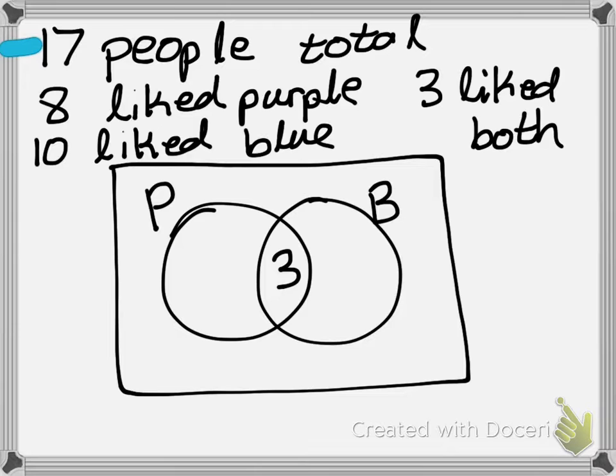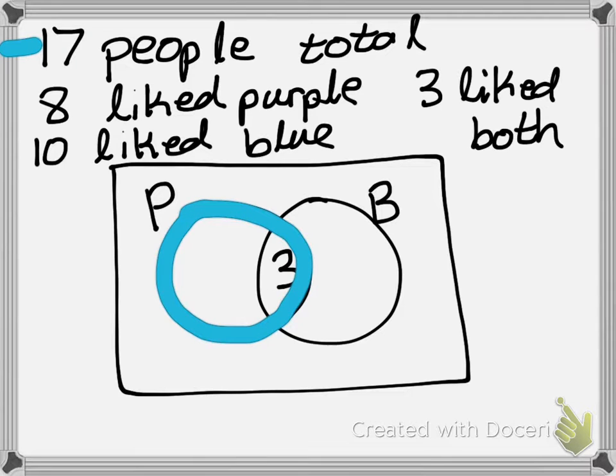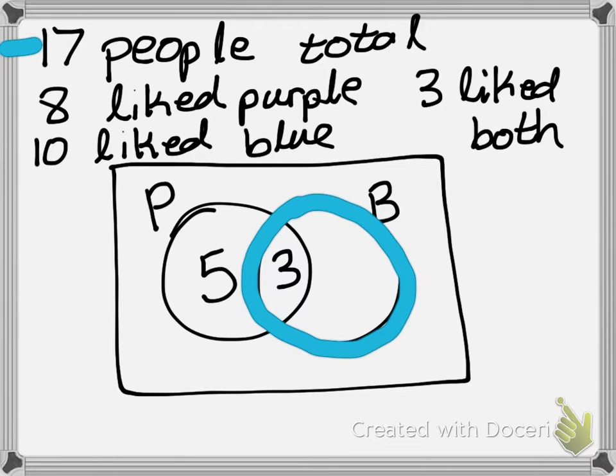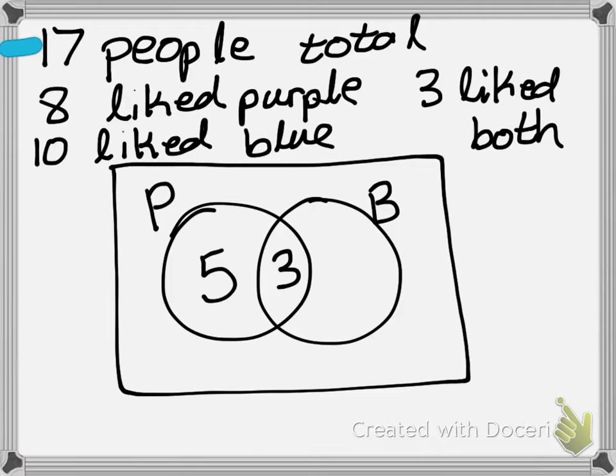Now, if 8 people liked purple, that means in this circle, that needs to add up to be 8. And since I already know that middle part's 3, we can figure out what the other number should be, which should be 5. The other part, 10 people liked blue, so 10 needs to be added up in that circle, which means this should be 7.